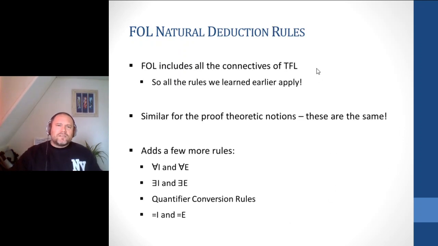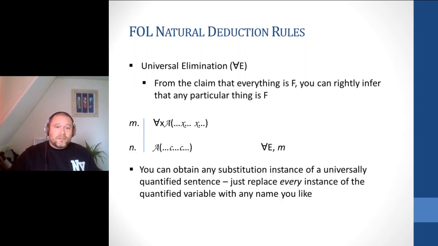As I said just a second ago, the most important thing to note is that our natural deduction system for first order logic includes all the rules that we learned for TFL. Similarly, all of the proof theoretic notions we defined for natural deduction in TFL also apply here. We'll talk a little bit more about them in the next lecture, but it's helpful to know that everything we've done over the past 2 lectures will also apply for natural deduction in FOL. And all we're really going to do is add a few more rules to deal specifically with the new operators that FOL introduces. So let's start with probably our easiest one, which is universal elimination.